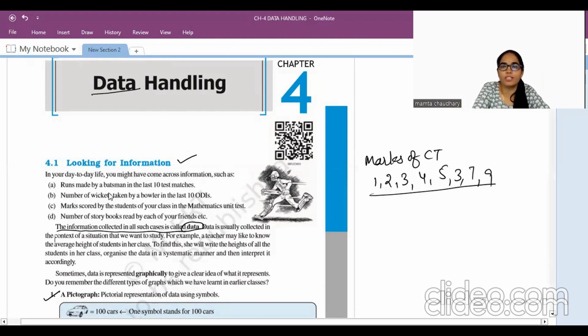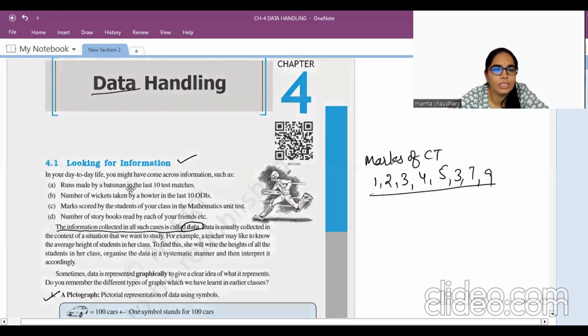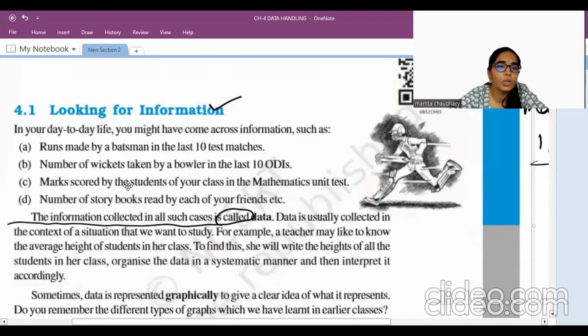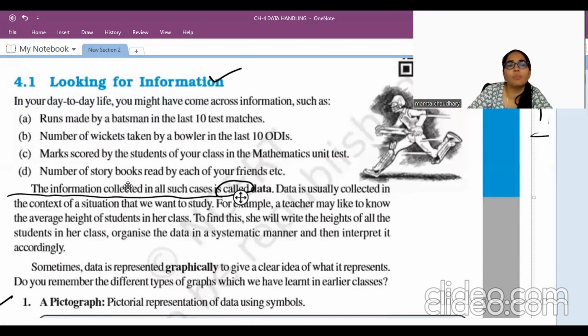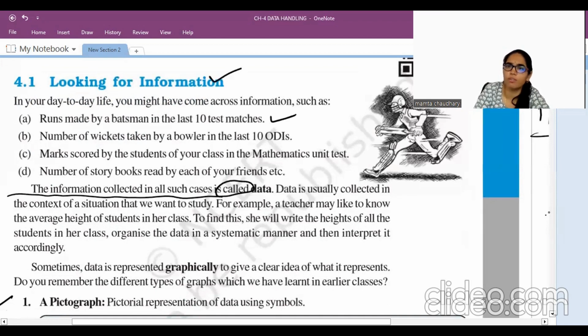Now, what are the different cases that they have considered in this textbook? Let's see. Here, first they have considered runs made by a batsman in the last 10 test matches. Yes, that will be data, because it is giving some information. Number of wickets taken by a bowler in the last 10 ODIs. It is giving you certain information. Then marks scored by the students of your class in a mathematics unit test, like the example I just took.